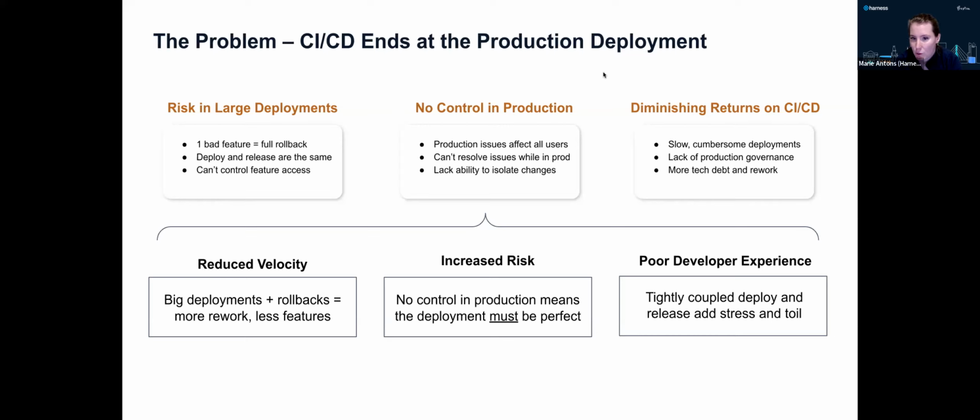And then there's a diminishing return on continuous integration and continuous delivery with slow and cumbersome deployments, lack of production governance, and there's also more tech debt. So at my first job with the company I work for, when we released bugs into production, it could take months to fix all the bugs that we implemented by choice. So yeah, it really does lead to poor developer experience.